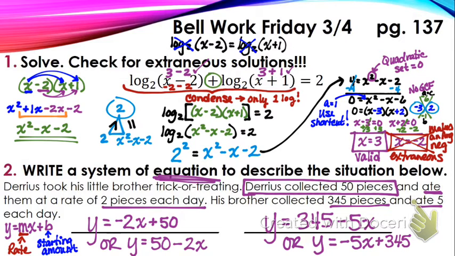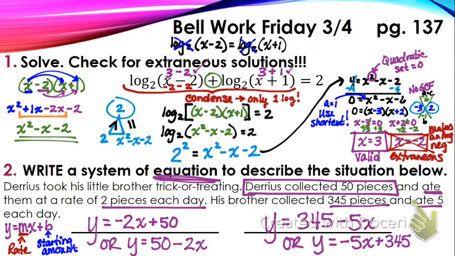The starting amount is a positive thing in both of my equations. And what they are consuming, the rate at which they're doing that, is the negative thing. What does x mean here? The days. So what does y mean? How much candy? Y is pieces of candy.